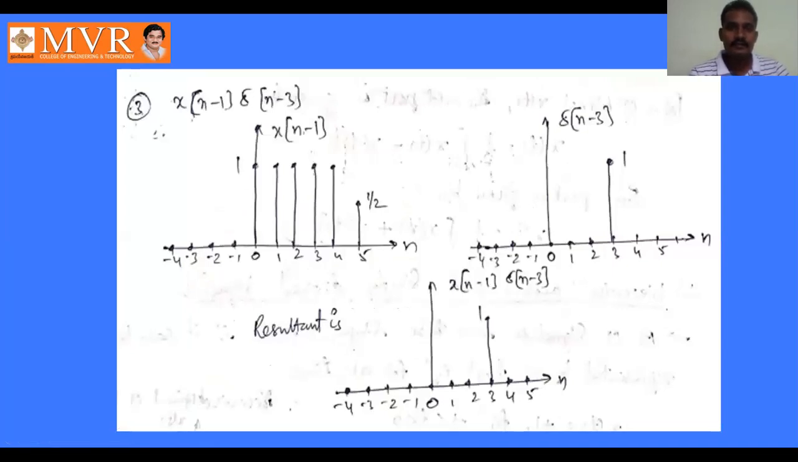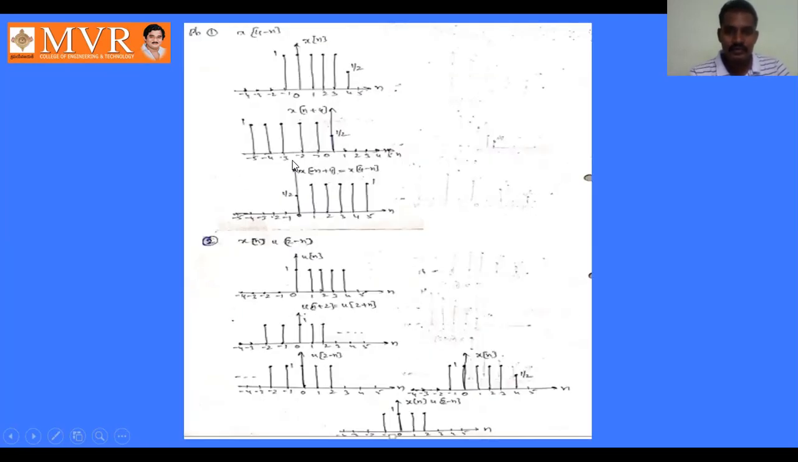Like this we can find out, we can do this problem also. Here x of n minus 1 multiplied by delta of n minus 3. X of n minus 1. So already x of n is this one. X of n minus 1 means it is shifted towards the right side by 1 unit. So in x of n it starts from -1 to 4. In x of n minus 1 it starts from 0 to 5.